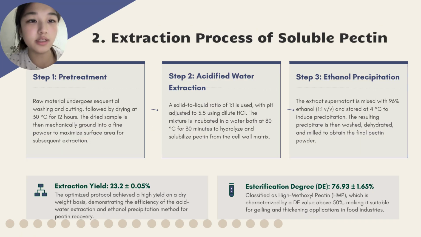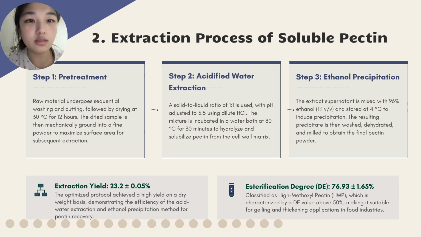Moving on to the isolation and extraction process, the core extraction logic relies on a streamlined acidified water extraction followed by ethanol precipitation. The raw peel powder is mixed with dilute hydrochloric acid to adjust the pH strictly to 3.5, followed by hot water incubation at 80 degrees Celsius for 30 minutes. The acid microenvironment successfully hydrolyzed and solubilized the bound protopectin from the cell walls.